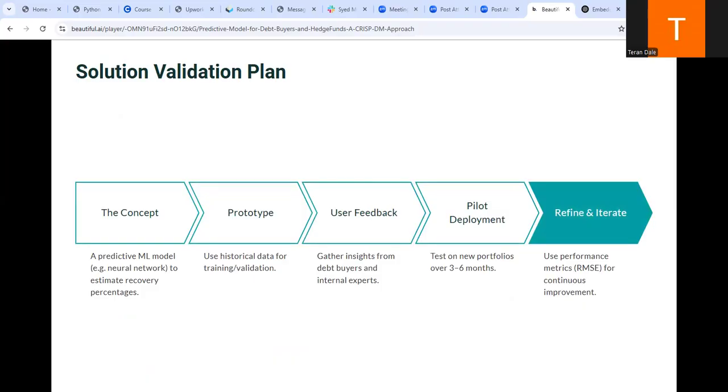So, solution and validation plan. As I said, our solution is a predictive model using techniques like, the main one I would definitely use are neural networks. And as you can probably understand why, just because of the depth and complexity of information that is available, that would be my approach. It would be able to estimate the expected recovery rate percentage for each debt account. It's deployed as part of a decision support system where debt buyers can quickly see whether a portfolio is likely to yield the necessary returns before committing to a purchase.